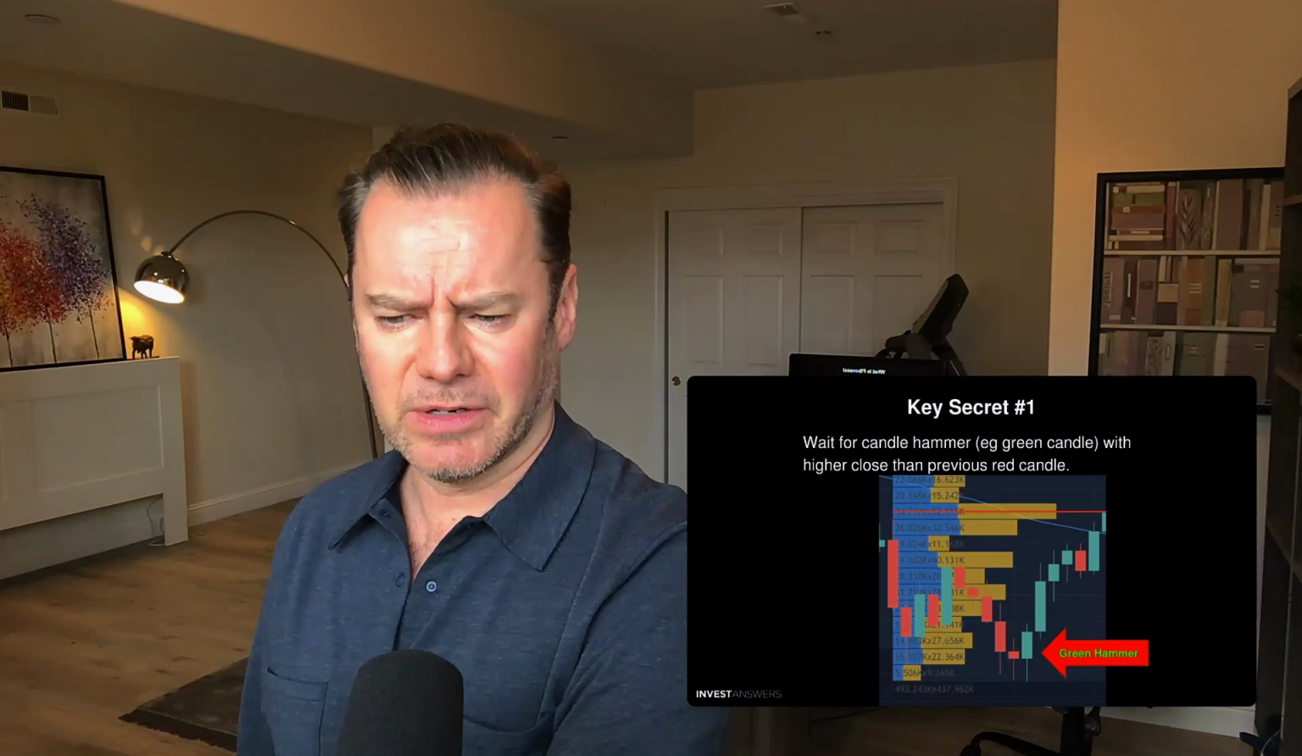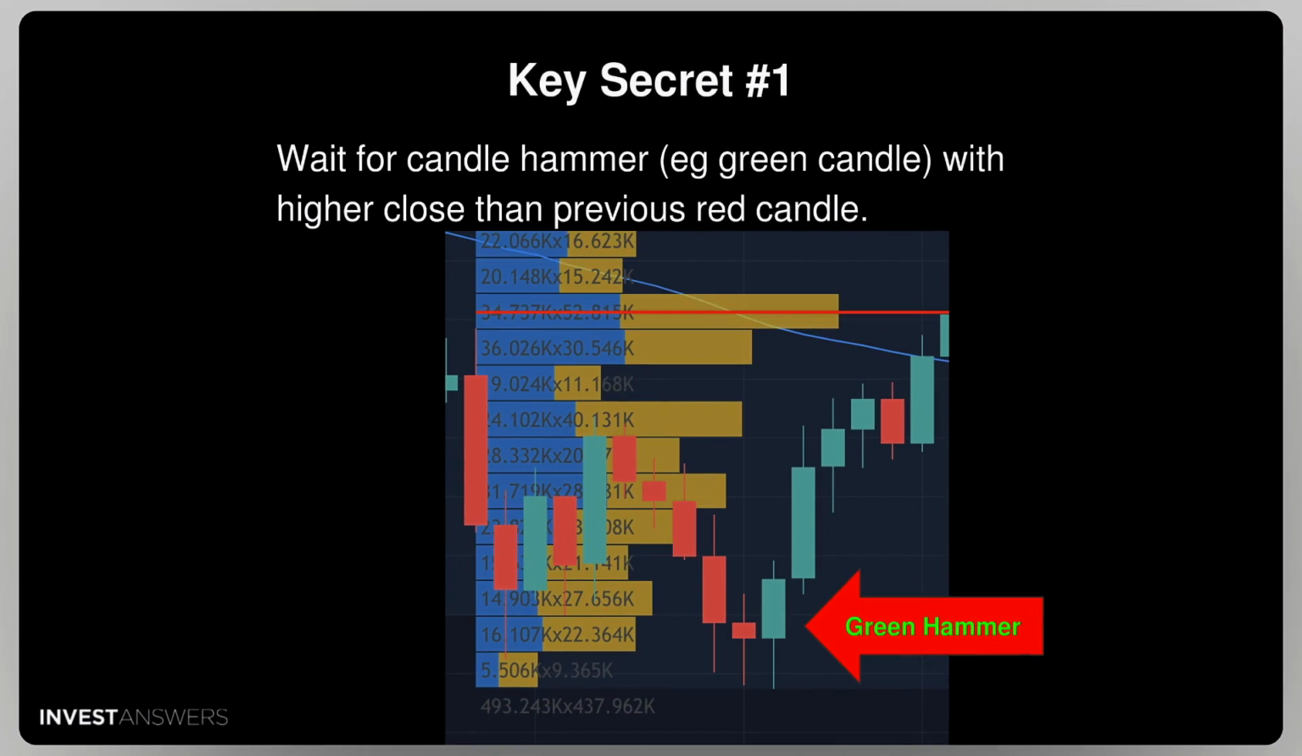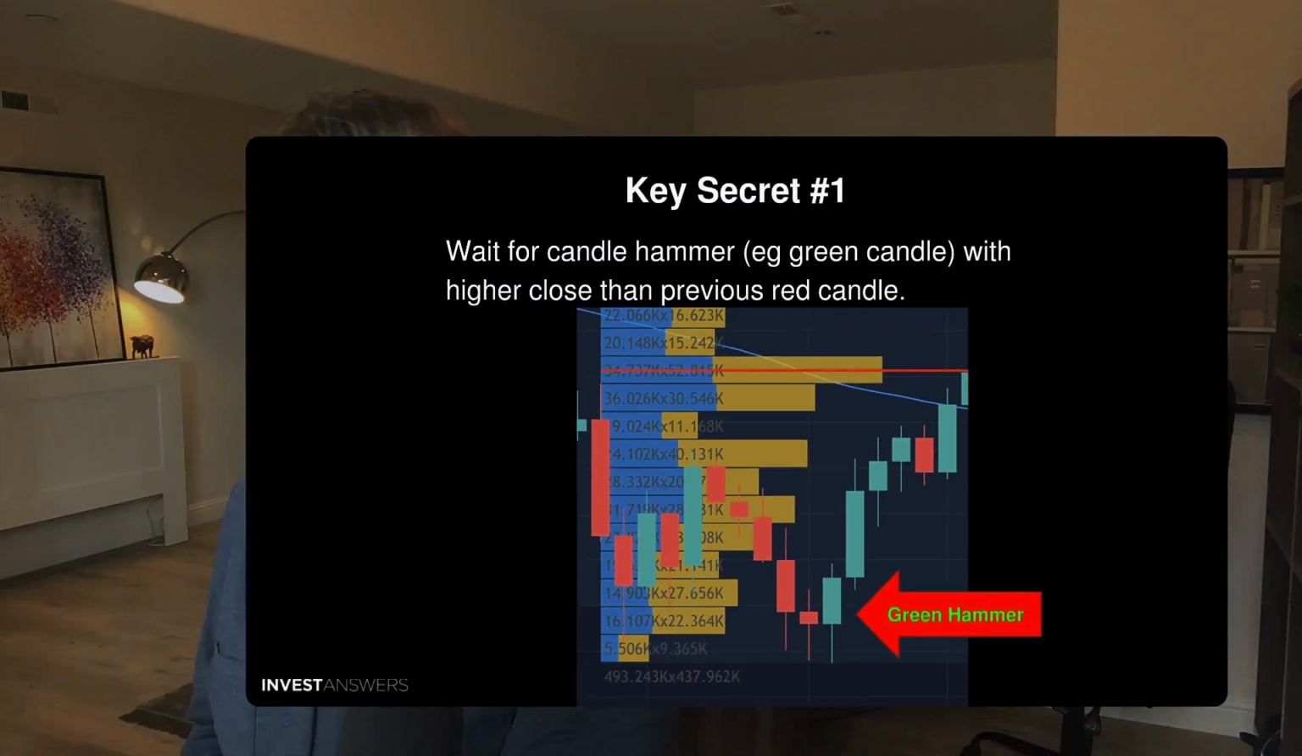So let's talk about 2 little secrets as well to bear in mind. One is wait for the candle hammer. That's the green candle, and it looks like a hammer because it actually has a little handle and a big thing on the top. So I'm going to do a separate session on candlesticks in a future video, and I'm going to weave it into how I use a lot of other technical analysis. But it's very important that this green candle, this green hammer, is above the previous red candle. You see the smaller little candle there, and that's very important.